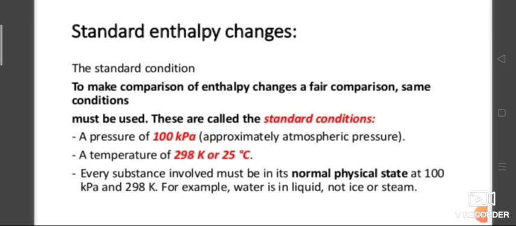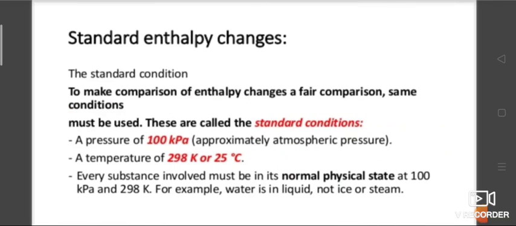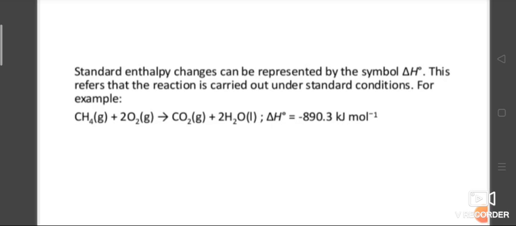Pressure of 100 kilopascal, temperature of 25 degrees Celsius. Every substance involved must be in its normal physical state at 100 kilopascal and 298 Kelvin. For example, water is a liquid. So when water is liquid, that comes under standard enthalpy. It can be represented as delta H naught. We'll name it the standard enthalpy, delta H naught.